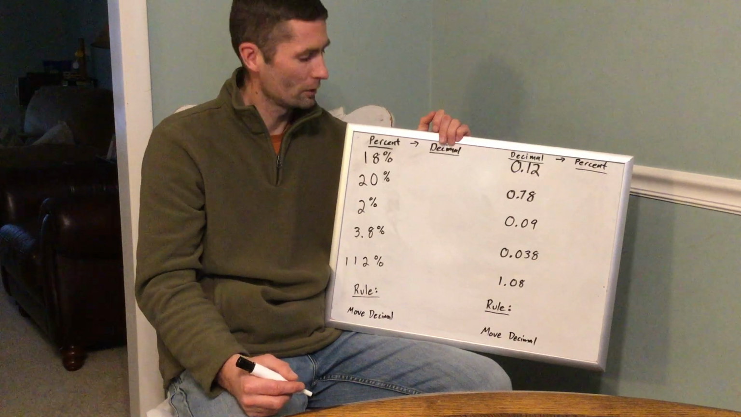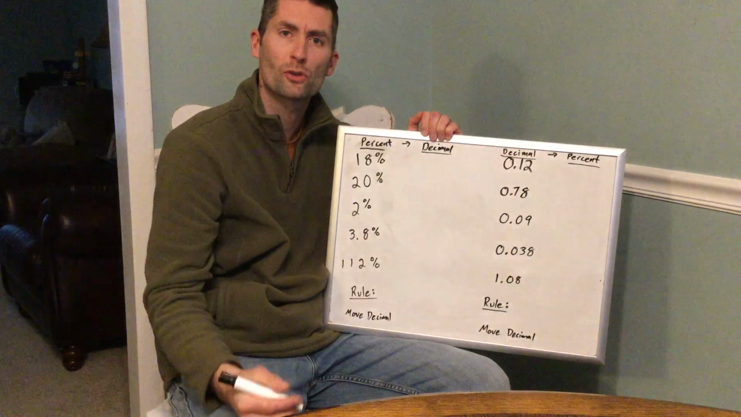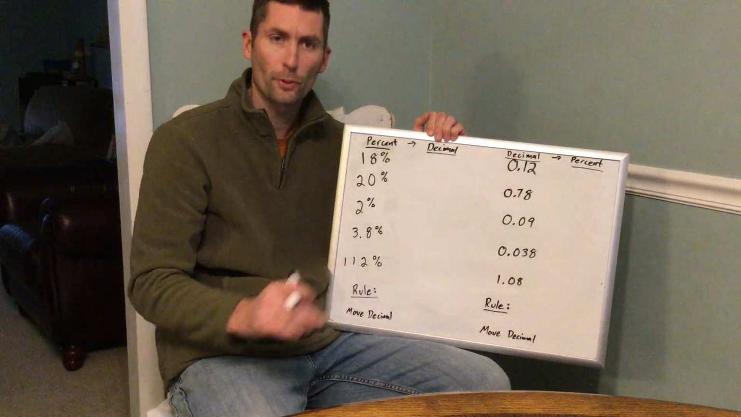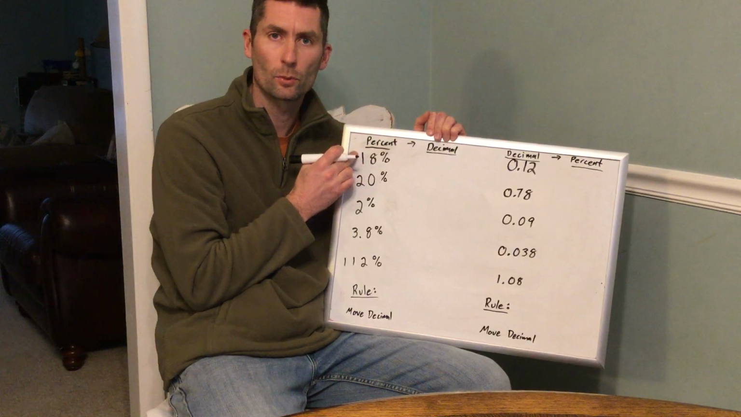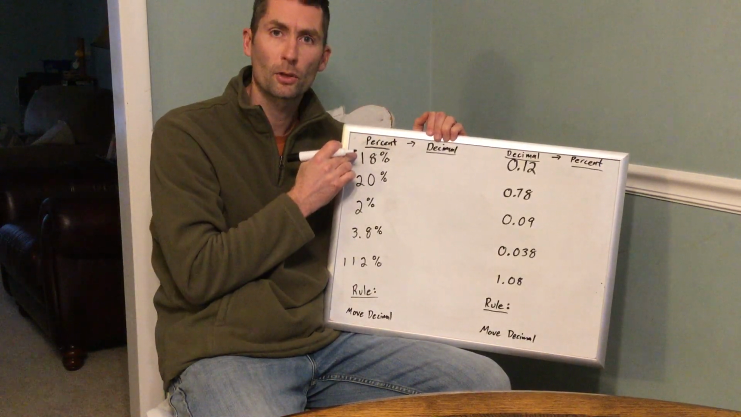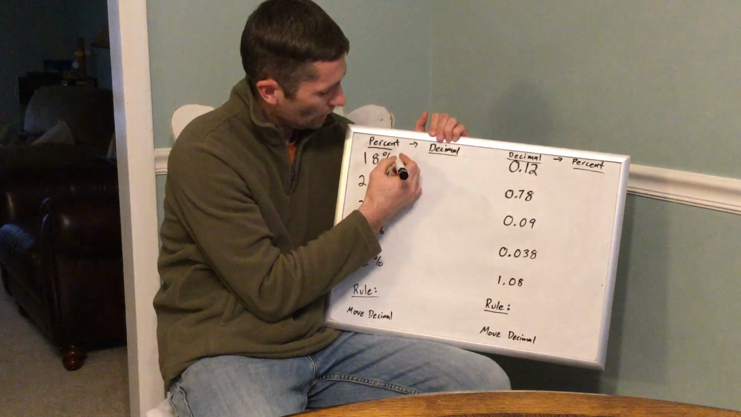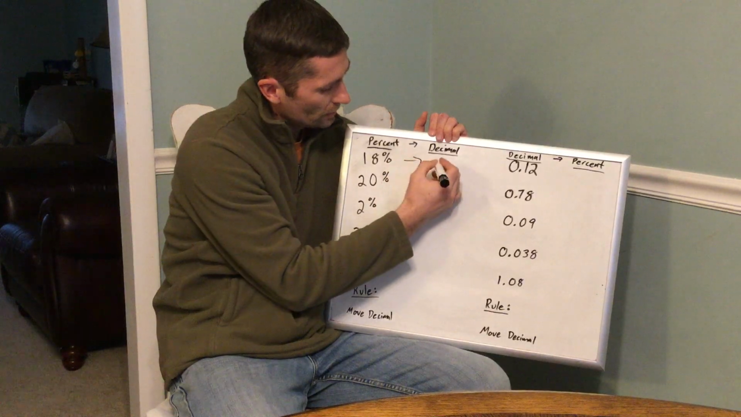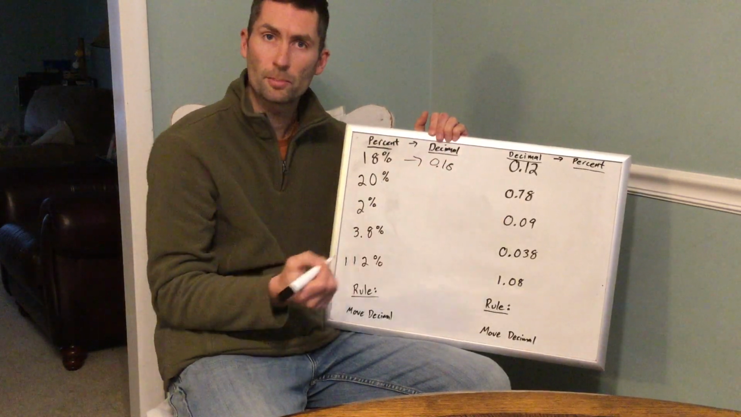Hey guys, we are going to change percents to decimals, and then we're going to change decimals back to percents. And we'll come up with the rule for it just by looking at it. Okay, so we have 18%. Remember, the word percent means per hundred. So we have 18 per hundred, which means 18 hundredths. Okay, so 18% becomes 0.18 because the 8 is in the hundredth spot.